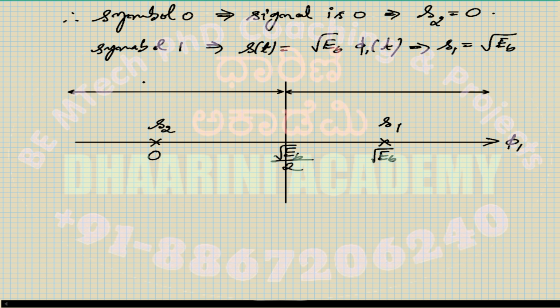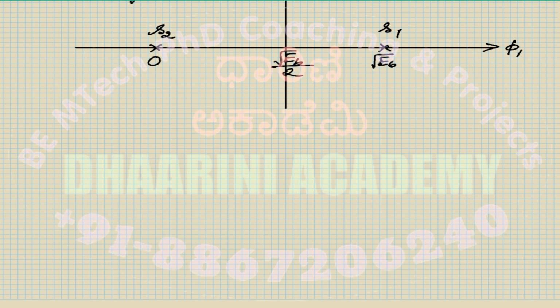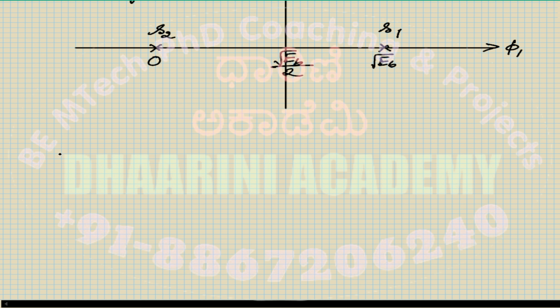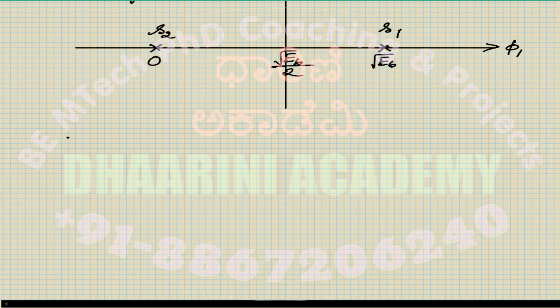So this is a region. Let's denote the region as Z0. This side is, say, a region Z1. Okay, so this is the constellation diagram required for ASK, right? And then let's quickly go through the modulation. Let's see, something like a block diagram, how the ASK modulator looks like.